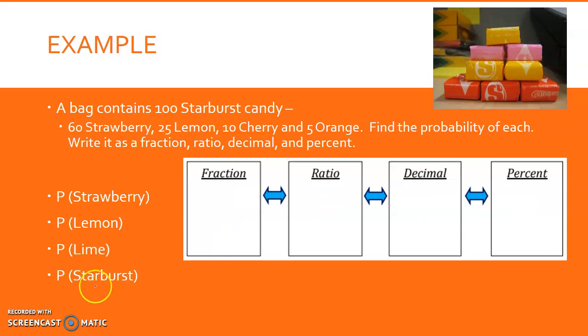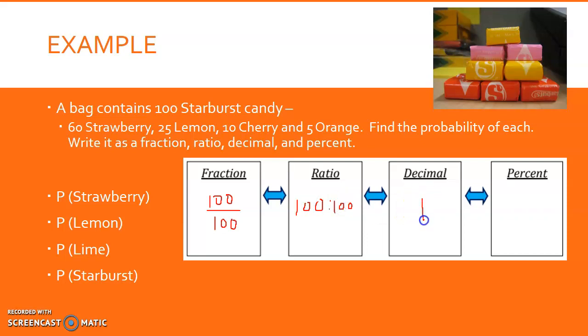How about the next one? A probability of pulling a Starburst out of the bag. Go ahead and think about that one for a minute. Well, of course, in our bag, we only have Starburst. So there are 100 favorable outcomes out of 100 possible outcomes. Okay, so I can write that as a ratio, 100 to 100.